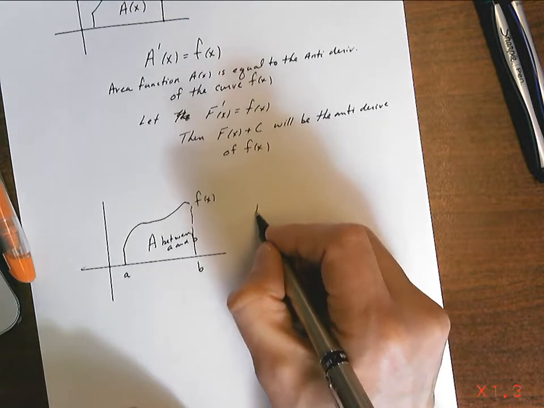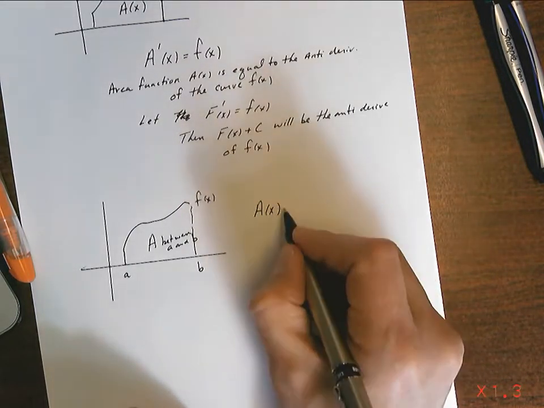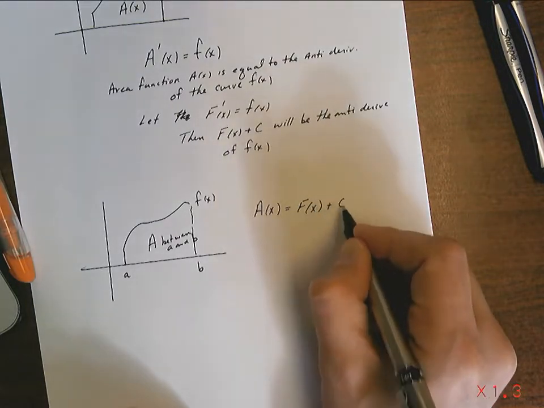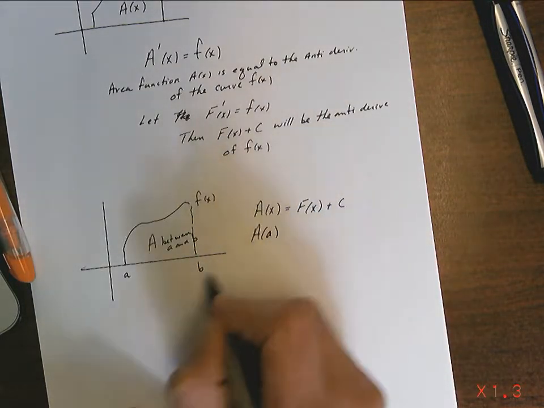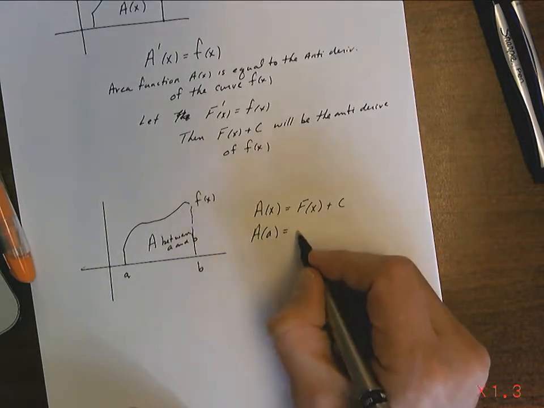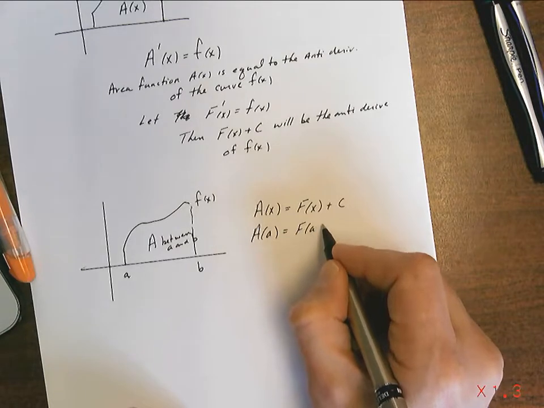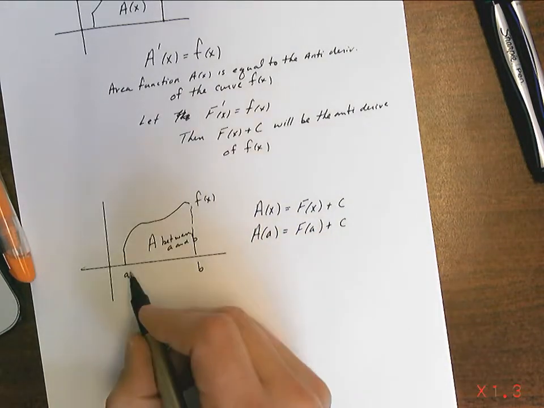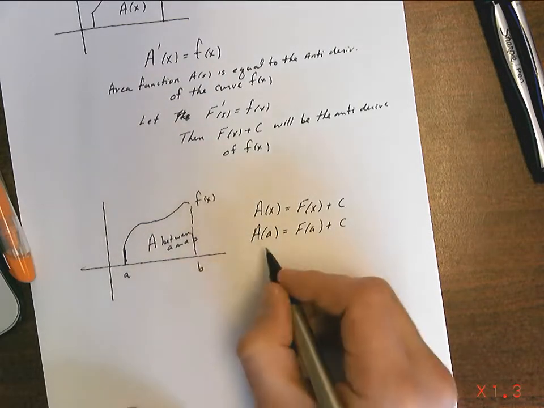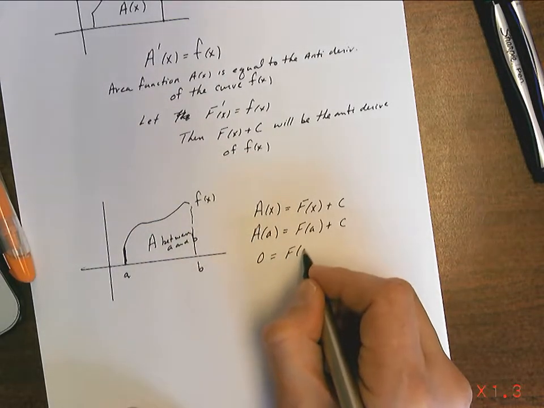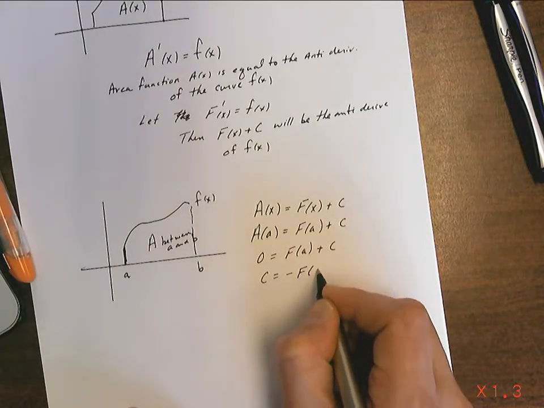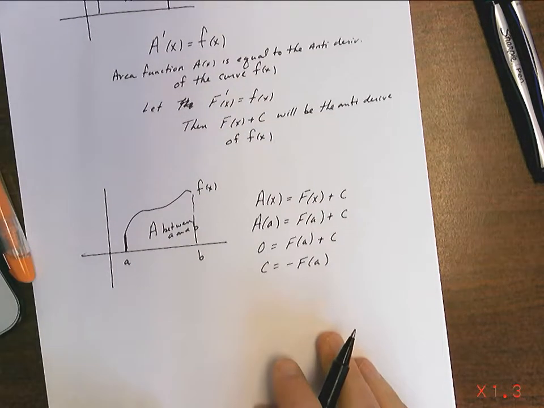We know that the area is equal to the antiderivative F plus c. And so we'll plug in the first value, A of a, the area at a, which will be F of a plus c. Now the area here to here is going to be 0. It's just that vertical line. So that's F of a plus c equals 0, so c is going to be equal to negative F of a. Okay, so that's the first idea.